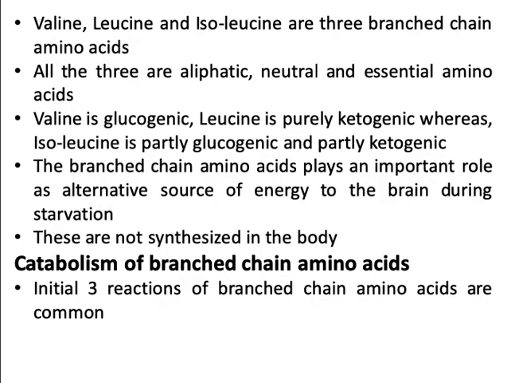Coming to metabolism of amino acids. Today, in this today's class, I am going to discuss about metabolism of branched chain amino acids. Valine, leucine and isoleucine are the three branched chain amino acids. All the three are neutral, essential and aliphatic amino acids. Valine is purely glucogenic amino acid. Leucine is purely ketogenic, whereas isoleucine is both glucogenic and ketogenic amino acid. That means partly glucogenic and partly ketogenic.